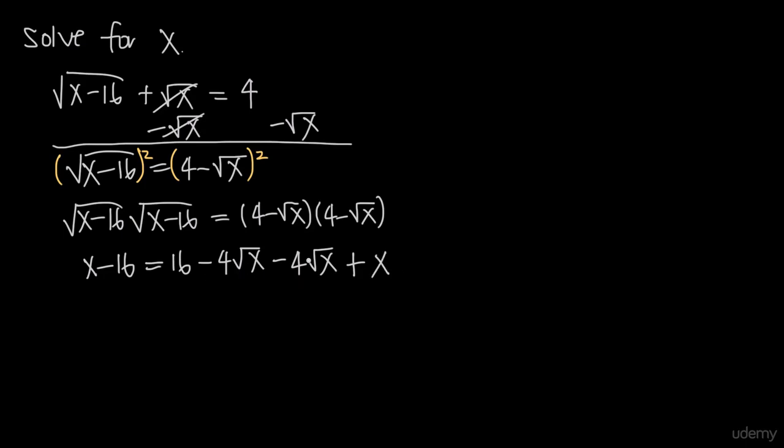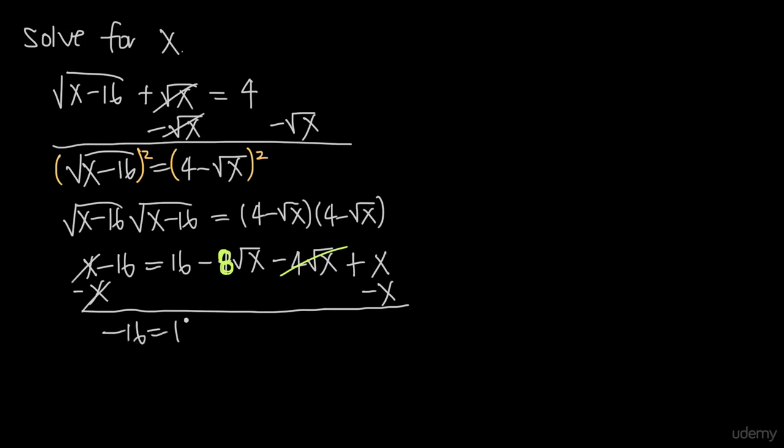I can simplify by combining like terms. I have a negative 4 root x and a negative 4 root x, so I can call this a negative 8 root x. Now I can subtract x from both sides. When I do that, the positive x and negative x on the left-hand side cancel, and I'll be left with negative 16 equals 16 minus 8 square root of x. x minus x is 0, so that drops away. Remember, just like we did in the earlier step, we got the square root by itself on the left-hand side, and that allowed us to square both sides to get rid of the square root. Here we are left with one square root. We want to get it by itself so that we can square both sides to get rid of it.